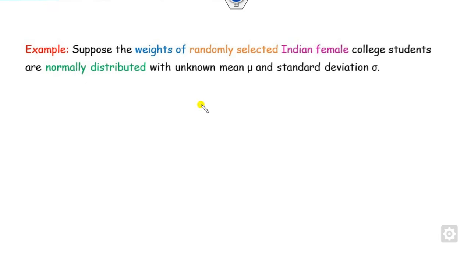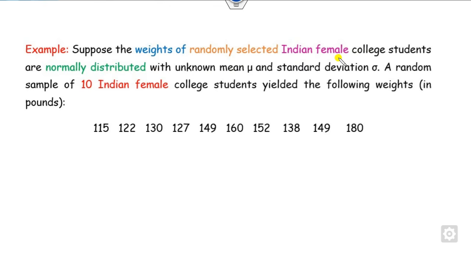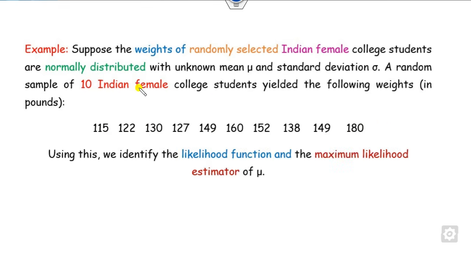For example, how can you do that? Suppose I just consider the weights of randomly selected Indian female college students which are normally distributed, but they have an unknown mean and an unknown standard deviation. So I consider a sample of 10 Indian females whose weights are given here, in pounds. Based on these 10 Indian females, your target is to identify the likelihood function.